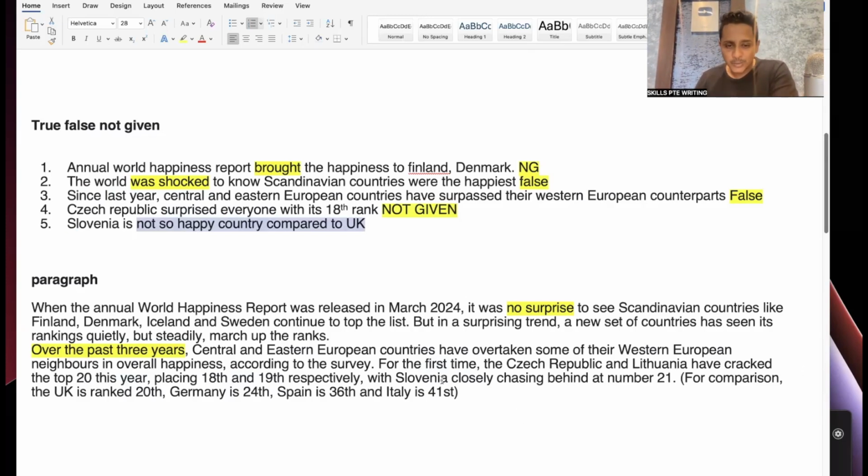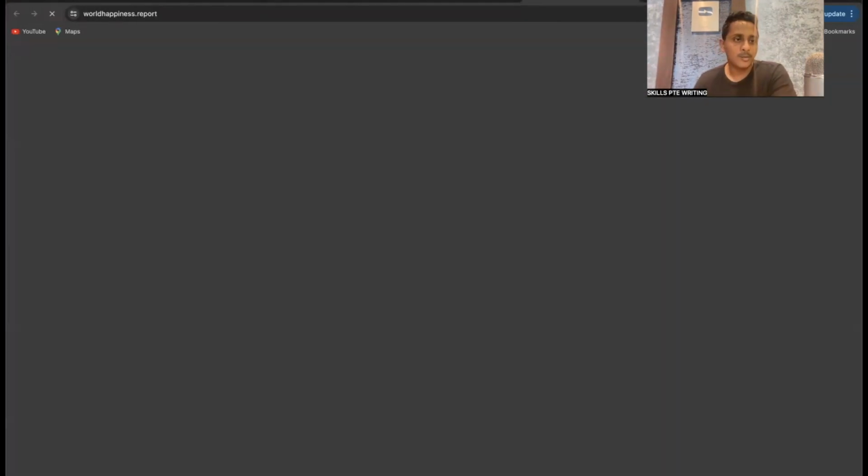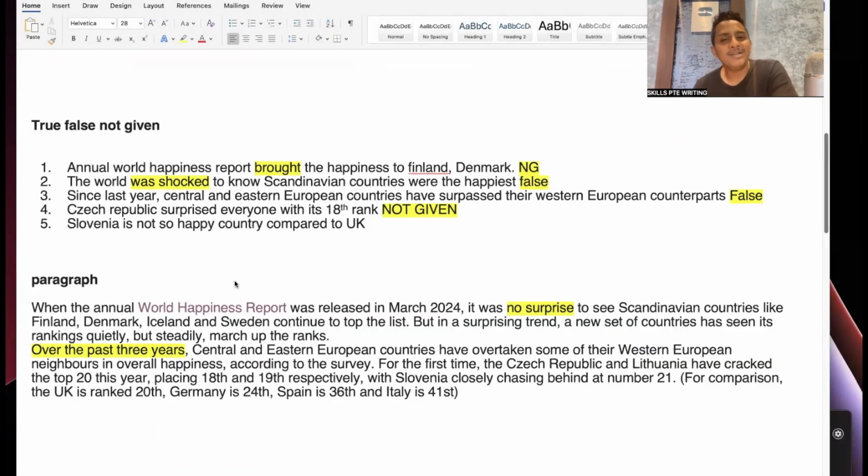Where is this? It's Slovenia, closely chasing behind at number 21. For comparison, UK is ranked 20. If UK is ranked 20, Slovenia is 21. What does it mean? It's a happiness report. As per the report, Slovenia is definitely not so happy compared to UK. Why does not given come? I think it's true, isn't it? Don't you guys think so? Any questions? This is a happiness report. As per the report, Slovenia is at number 21.